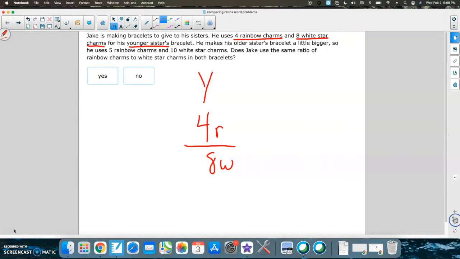Now, next part. He makes his older sister's bracelet, I'll put an O for older, a little bigger. Probably because she is a little bigger, you need a bigger bracelet. So, he uses 5 rainbow charms and 10 white star charms. So it's 5 rainbow to 10 white. Now here's the question. Does Jake use the same ratio of rainbow charms to white charms in both bracelets? So we're finding out, are those equal? Are those ratios the same? Okay.